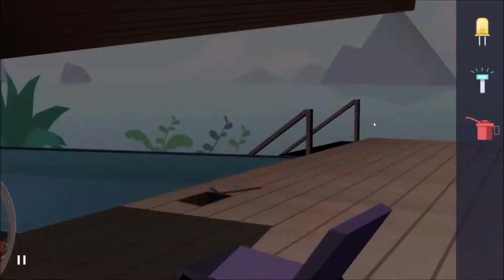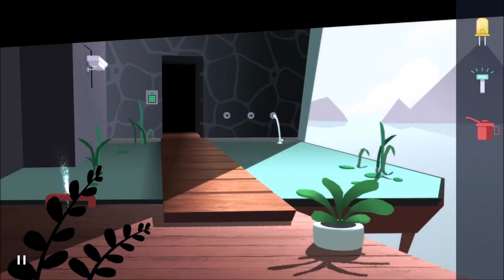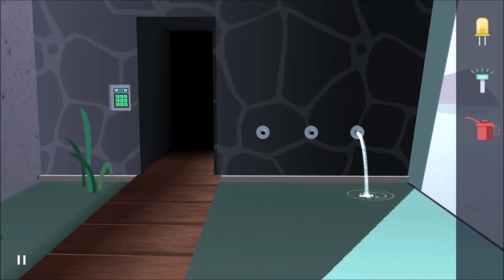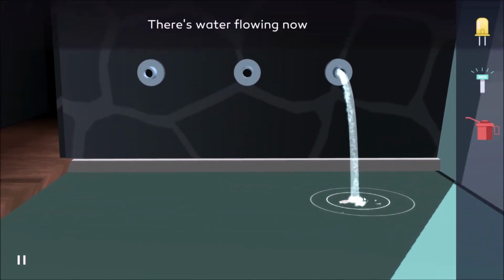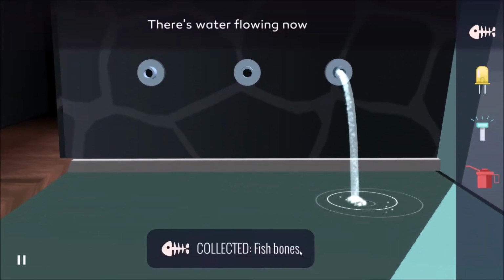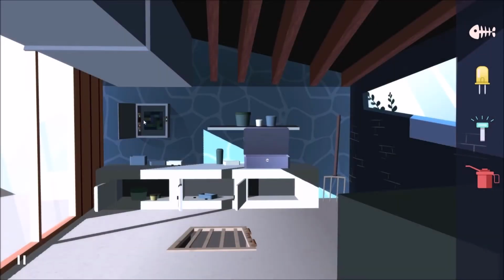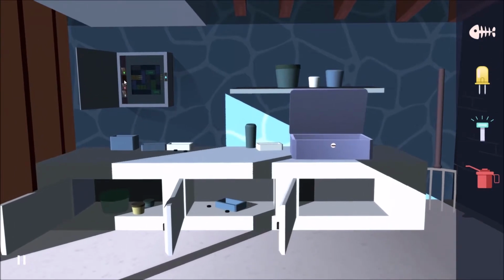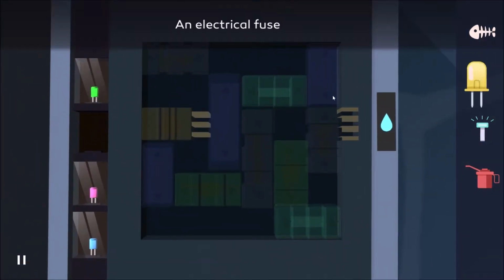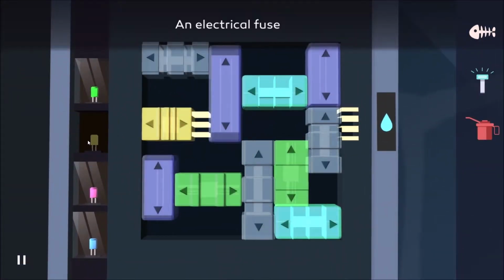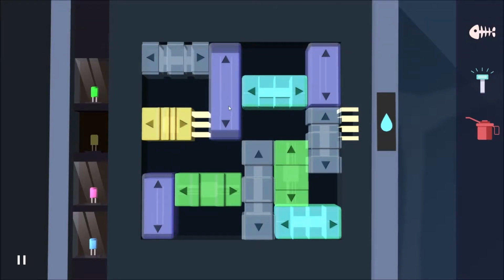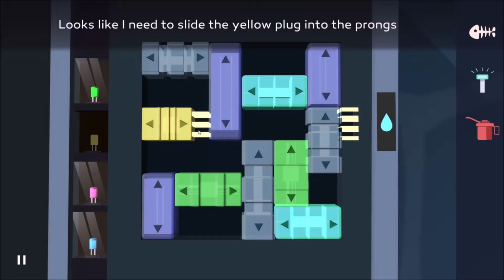Okay, going back over here. Now this spout is the one that's working, right? And now I have some fish bones, which I'll give to the cat, but first, which one of these items is the item that goes here? This one. Aha, slider puzzle. Looks like I need to slide the pieces around.